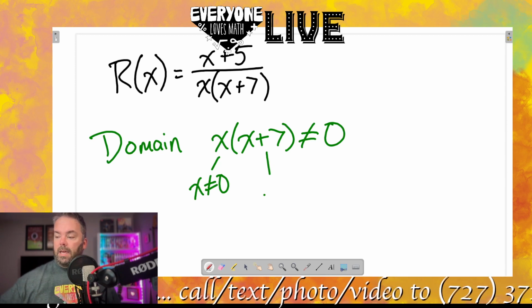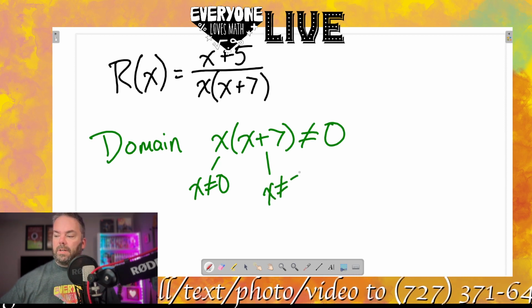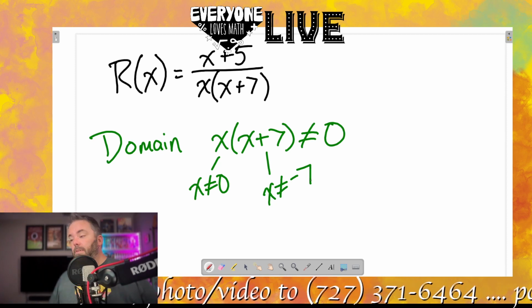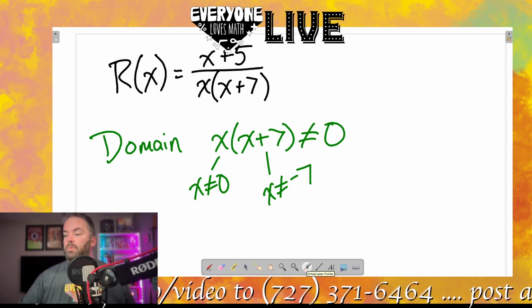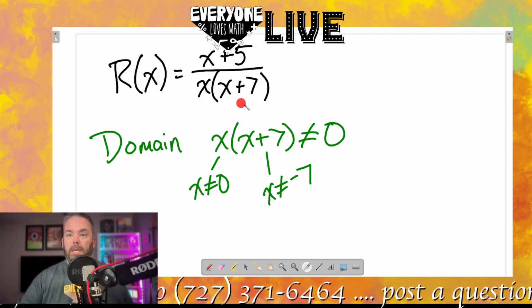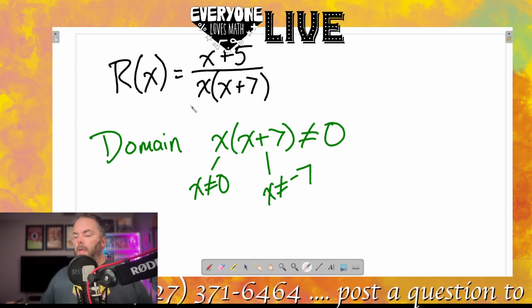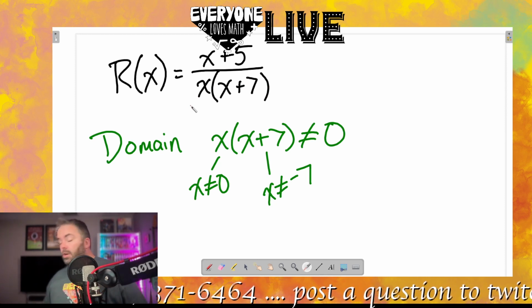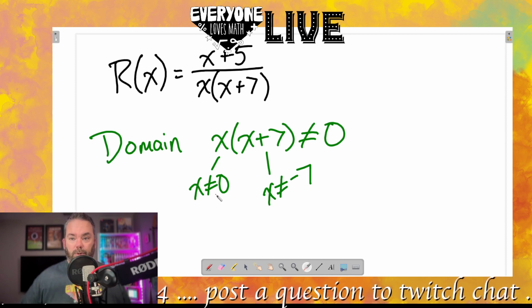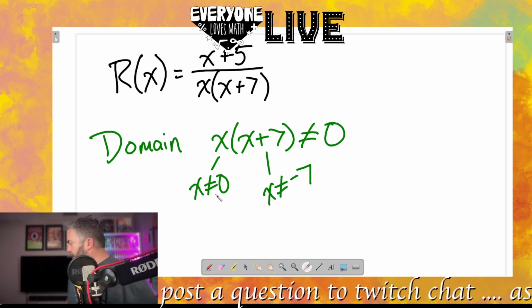The other thing that can't happen is x can't be negative 7. Because if x was negative 7, we would have negative 7 plus 7. So this would be negative 7 times 0, which would also be a 0 in the denominator. So the domain for this problem would be all of the x's except for those two. Okay, and I think you know how to type that in.